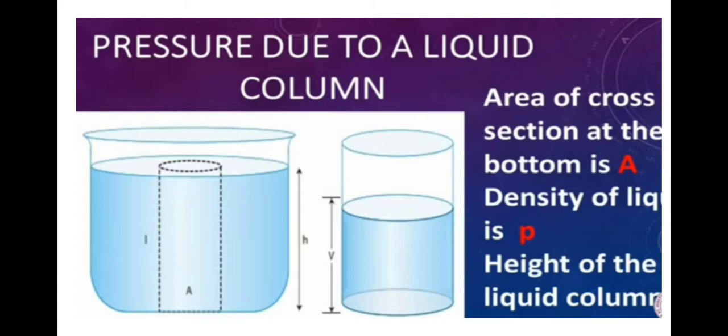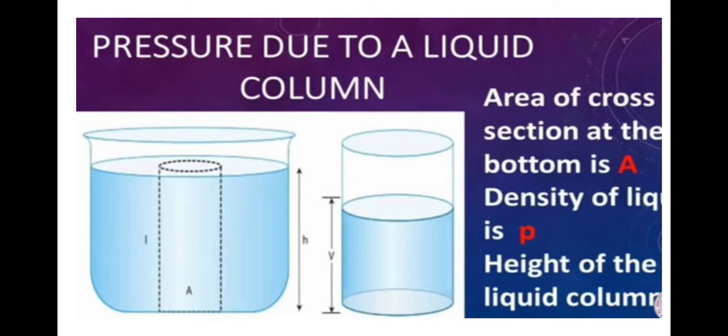Take a small tall beaker filled with the liquid so that it forms a liquid column. The area of cross section at the bottom is capital A. The density of the liquid is rho. The height of the liquid column is h. In other words, the depth of the water from the top surface is h. We know that the thrust at the bottom of the column, F, is equal to the weight of the liquid. Thrust is equal to force.